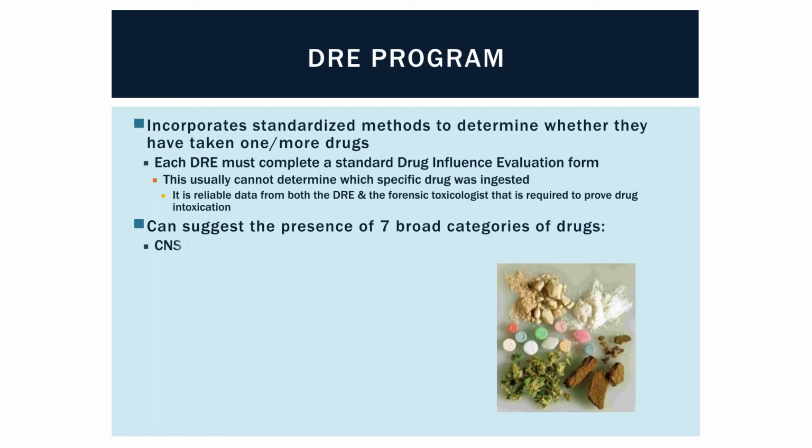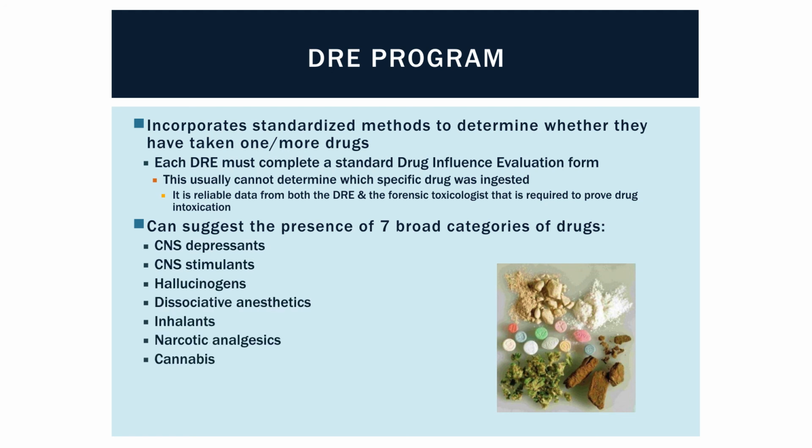The program incorporates standardized methods to determine whether individuals have taken one or more drugs. Each DRE has to complete a standard drug influence evaluation form, and it usually cannot determine which specific drugs are ingested, but it is reliable data from both the DRE and the forensic toxicologists that are required in order to prove drug intoxication. So it can suggest the presence of 7 broad categories of drugs: central nervous system depressants, stimulants, hallucinogens, dissociative anesthetics like PCP, inhalants, narcotics, and cannabis.